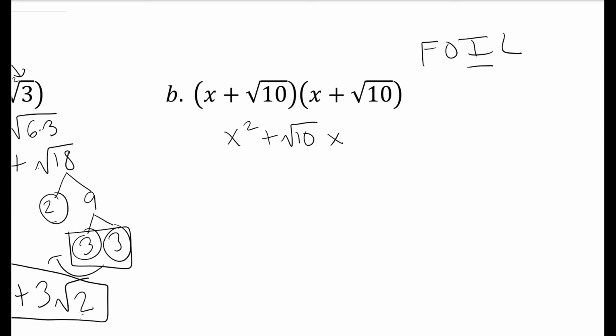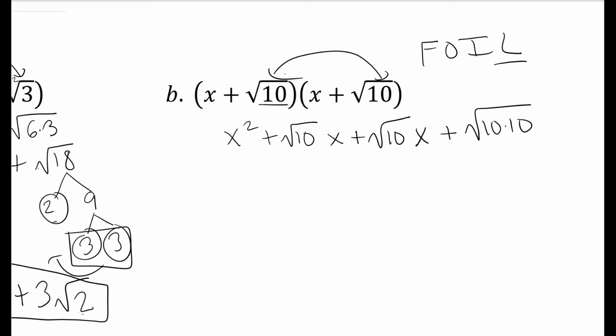Next we have the inner terms. So we have positive square root of 10 times positive square root of x, again being the same thing that we got earlier. And then lastly we have the last terms. Square root of 10 times square root of 10, both positive, give you a positive number. So we got to do square root of 10 times 10 because they're the same radical. We can multiply inside. So this is going to be 100 right now, so I'm going to change that over to 100. These are like terms, so I can combine them.